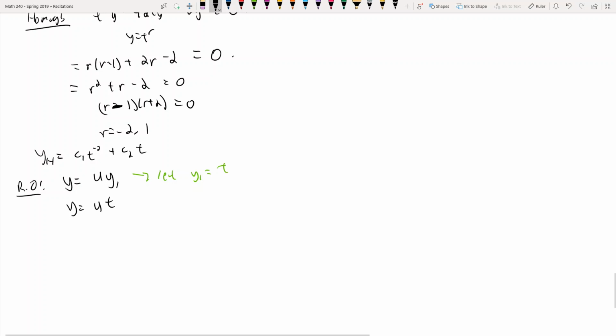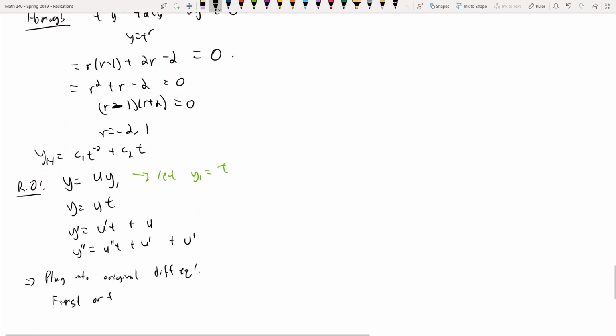And now y prime is u prime t plus u, and y double prime is u double prime t plus u prime plus u prime. All right, so product rule on the first terms. You don't have to do that for the u. Okay, so now you plug it in, and you get your first order differential equation. So you plug all this into the original DQ, and you should get the following first order DQ, u double prime plus 4 over t u prime is equal to 1 over t.